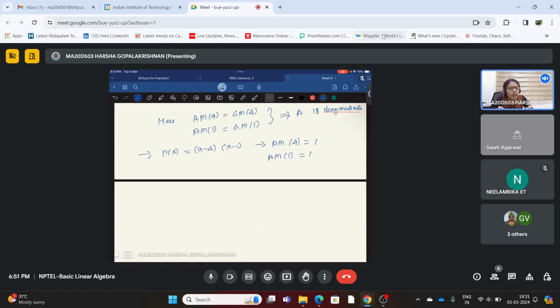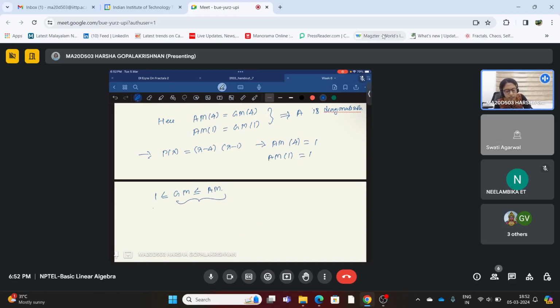Now, one thing is that geometric multiplicity will always be less than or equal to algebraic multiplicity, and it will always be greater than or equal to 1. This result holds in general, though you don't yet know why geometric multiplicity is always less than or equal to algebraic multiplicity.